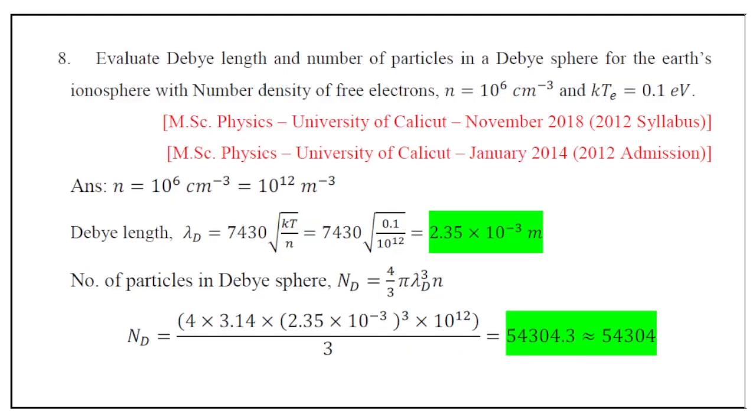Now evaluate Debye length and number of particles in a Debye sphere for Earth's ionosphere with number density of free electrons n equal to 10^6 per centimeter cube and KTE equal to 0.1 electron volt. So here this is the same question, only the difference is now n is given in per centimeter cube. Before calculation it has to be converted into per meter cube. So 10^6 becomes 10^12 per meter cube. Lambda D can be obtained by substituting KT as 0.1. Then ND is also obtained, 4 by 3 pi lambda D cube n.